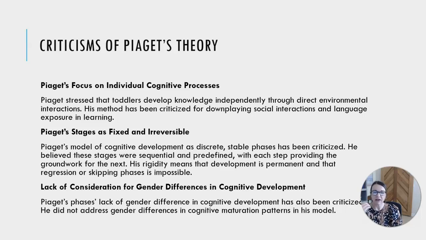Lastly, there's this lack of consideration for gender differences in cognitive development. So Piaget's phases, or those stages, have been criticized because he really didn't address those gender differences in cognitive maturation patterns. So we do know that gender is a part of development, right? And in connection also intersecting with social norms, and that was not accounted for in his research.